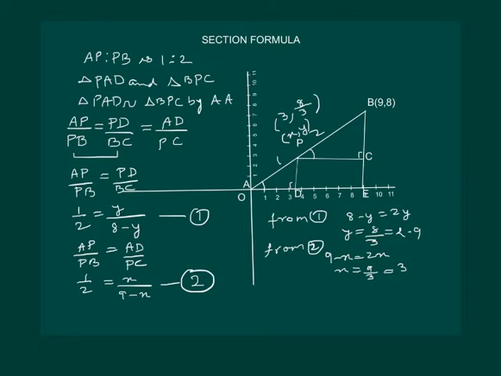We have now understood that section formula is basically a formula to derive the coordinates of point P, which divides the line segment AB joining the points A and B internally in the ratio m1:m2. In this case, it is 1:2. Let us proceed with the derivation of the section formula.